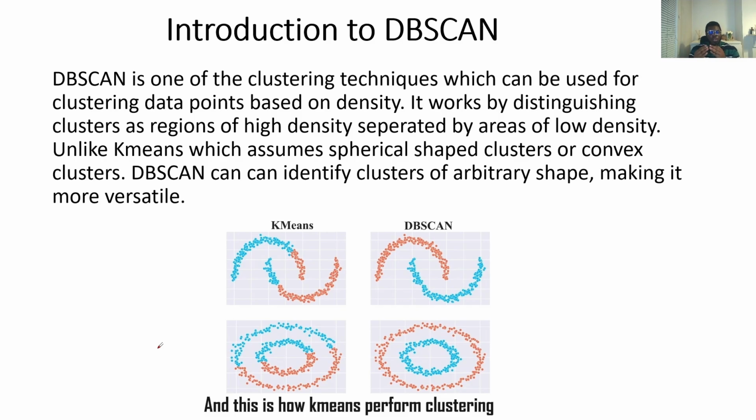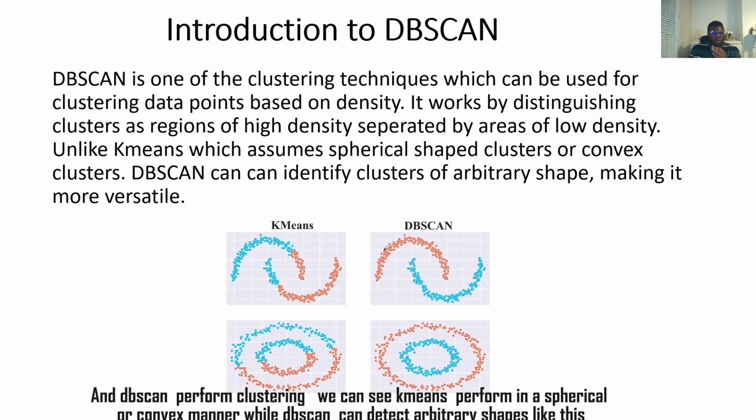And this is how K-means performs clustering. K-means performs in a spherical or convex manner, while DBSCAN can detect arbitrary shapes like this.